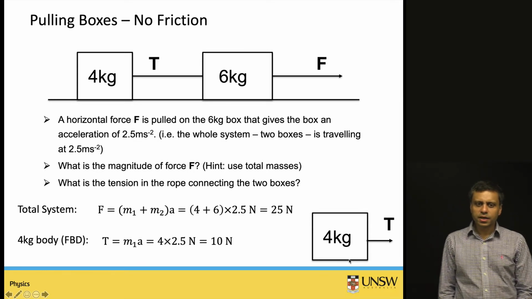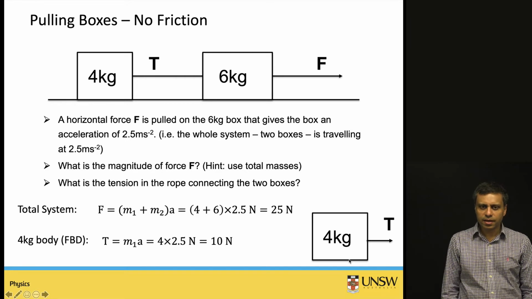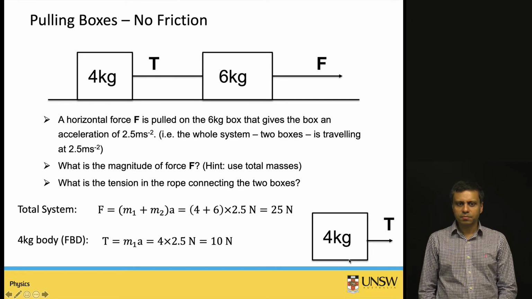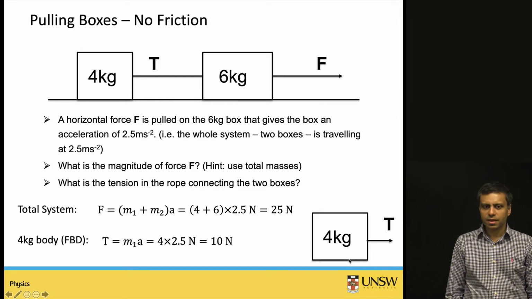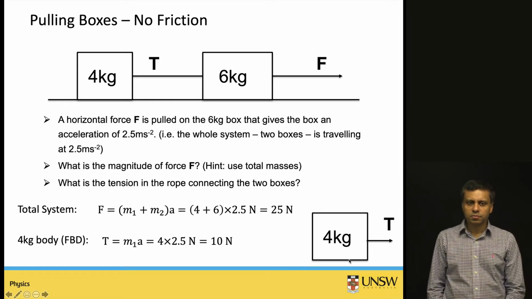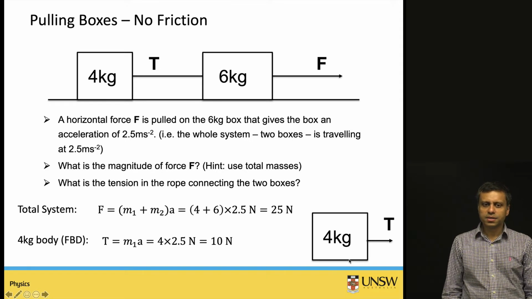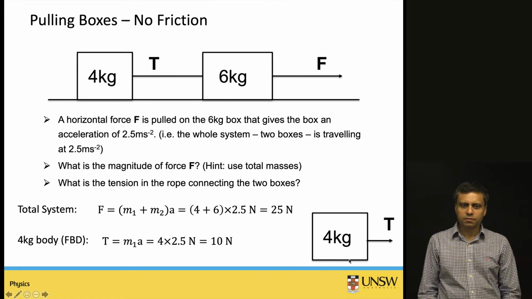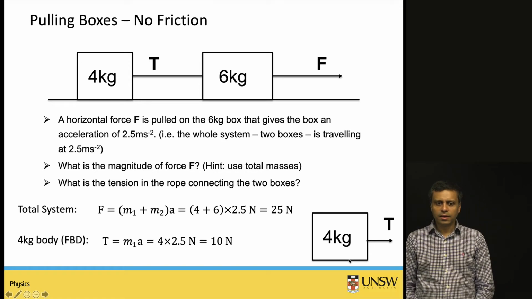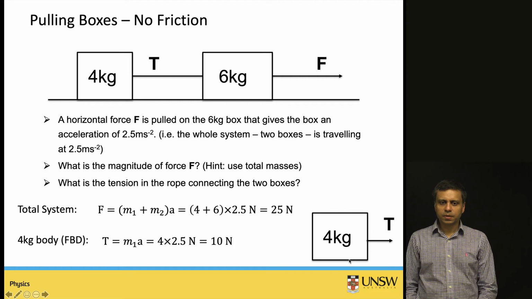It is just T alone that is acting. So the free body diagram just shows the tension force T on the object. Now we know the 4 kg mass is accelerating at 2.5 meters per second squared. The whole system, both the 4 kg and the 6 kg masses, are all traveling together at this acceleration. So then we apply Newton's second law, F equals ma, to the 4 kg mass alone. And we get a value of 10 Newtons for this case.